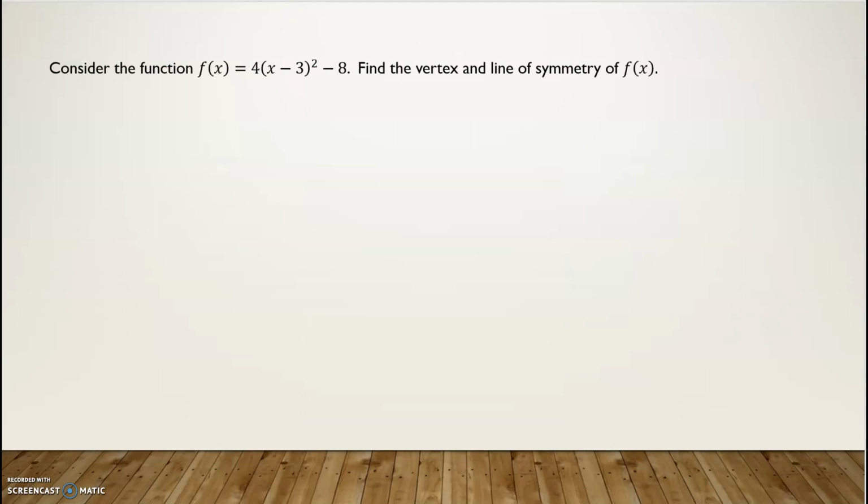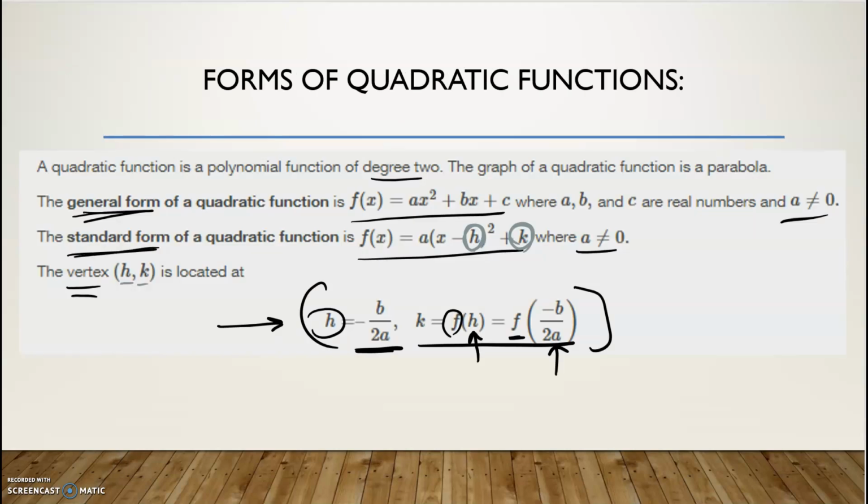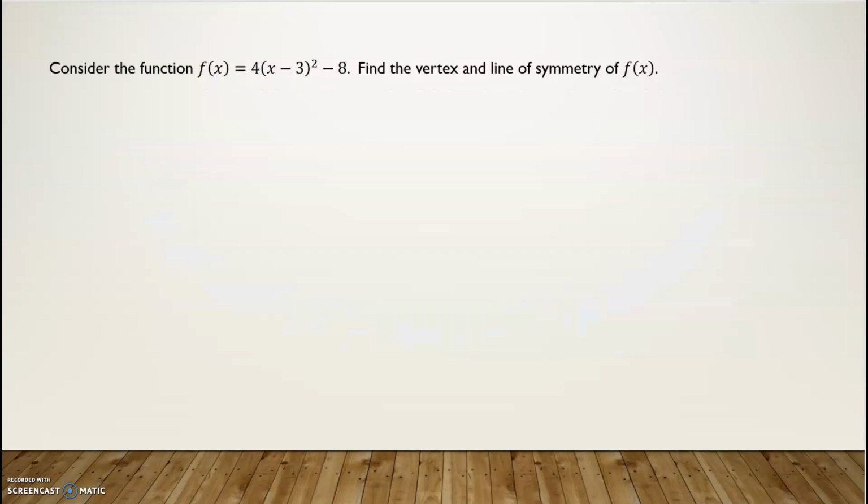Now notice we're not in general form anymore. We are now in standard form. It looks like this right here. Okay, so that is actually easier for finding the vertex and the line of symmetry, because you've got f of x is equal to a times x minus h squared plus k.